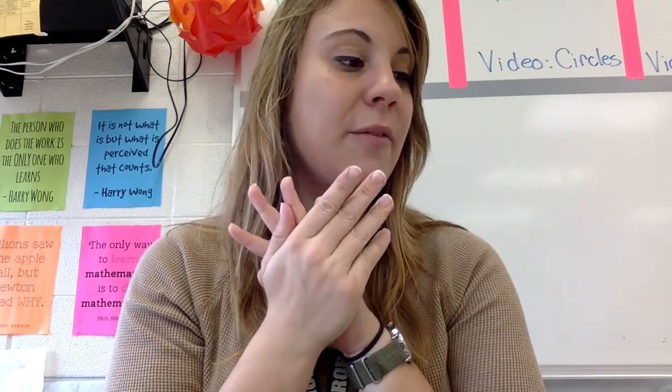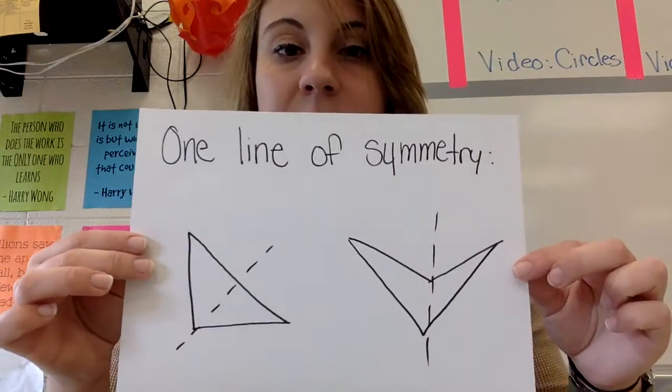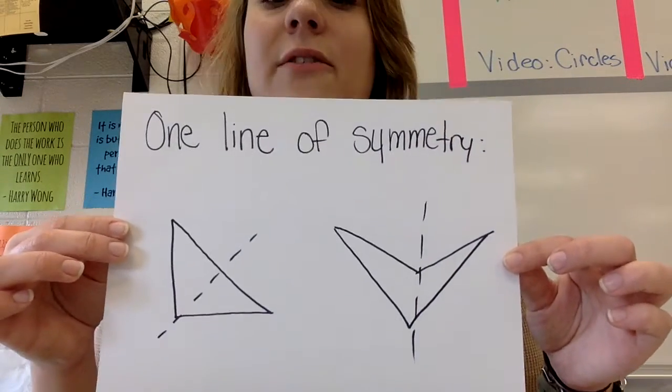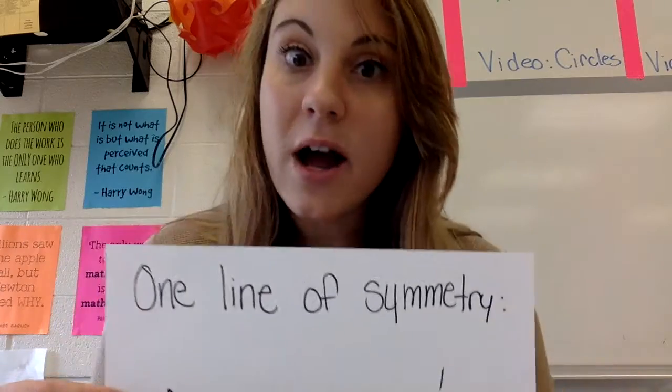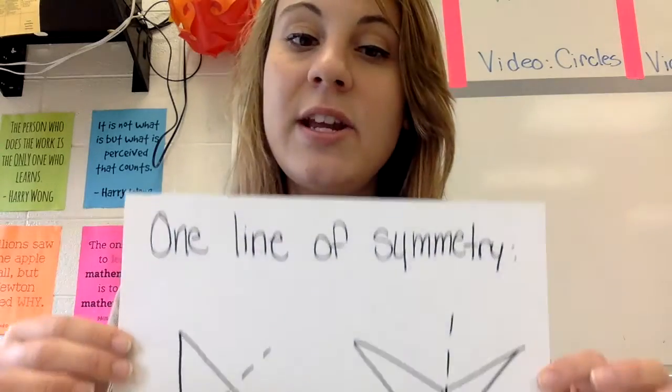At least to me, there are 4 categories that a shape could fall into when it comes to symmetry, so we're going to talk about those 4 categories. Some shapes only have one line of symmetry, and I've given you some examples. My drawing is not super great, so just use your imagination.